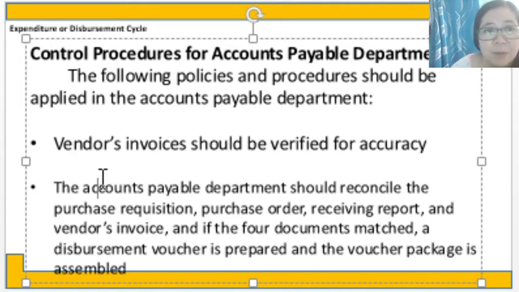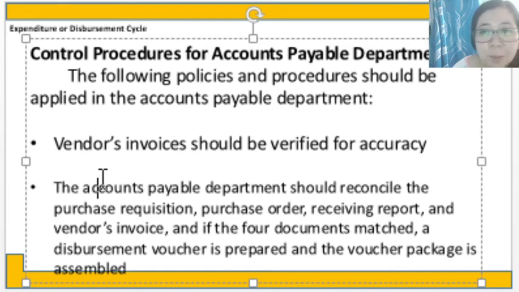Another is that a vendor's invoice should be verified for accuracy, meaning this should be matched with the other documents processed during the requisition, the placing of the order, as well as the receipt of the items, before they are recorded, or even if they are recorded, to determine if there are any discrepancies. The accounts payable department should reconcile the purchase requisition, purchase order, receiving report, and the vendor's invoice. Once these four documents are matched, meaning there is no deviation, a disbursement voucher will be prepared and the voucher package is assembled.